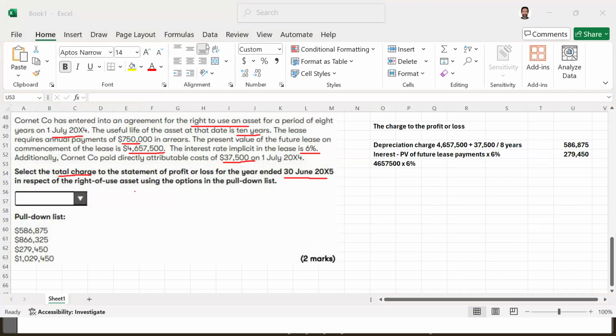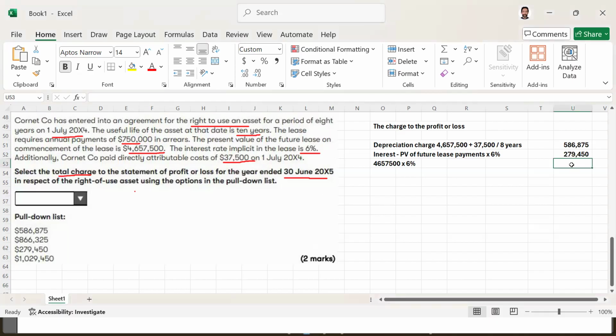One thing is that we follow the lower of the two: the useful life of the asset or the lease term. In this case, it is 8 years. The second thing is that when we are trying to calculate the right of use asset, we add the directly attributable cost to the present value of future lease payments. That's why I added this one. So that is what I told you, that this is the different part here. Fine. So I hope this is clear now.